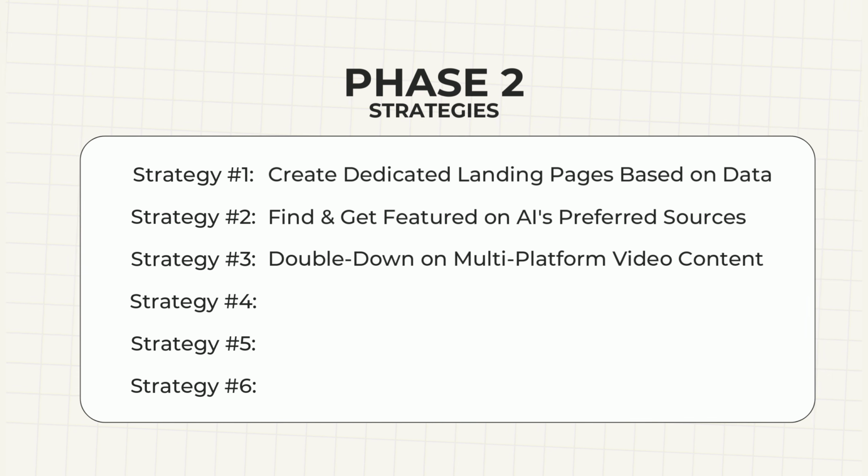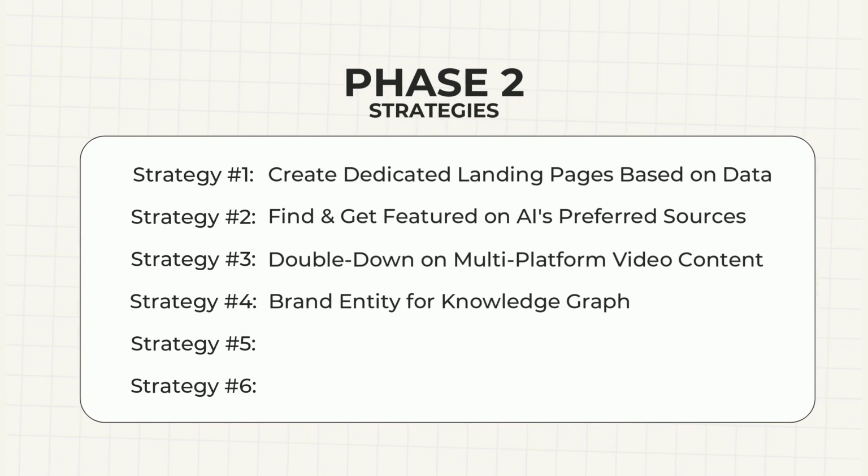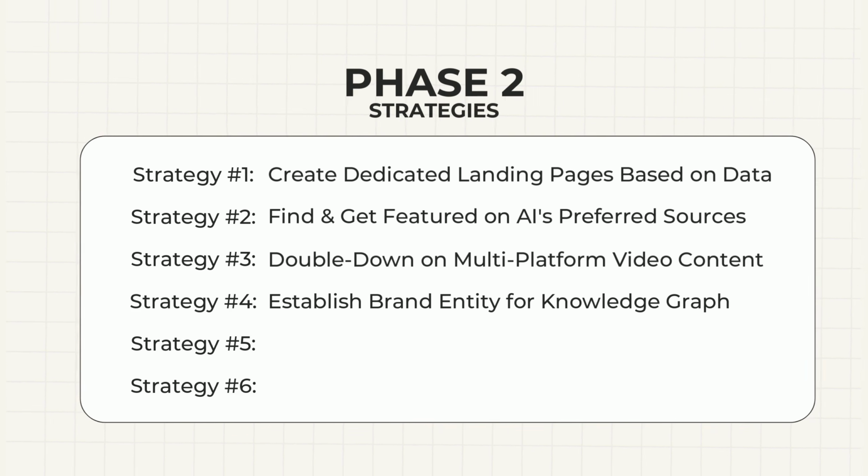The third strategy in this phase is to double down on multi-platform videos. By this phase, there should already be traffic coming from various sources. Look at your Google Analytics data to see where most of your traffic is coming from. You want to focus more attention on that avenue. The fourth strategy is to establish your brand entity for Knowledge Graph Foundation. This is the technical foundation of AI visibility.